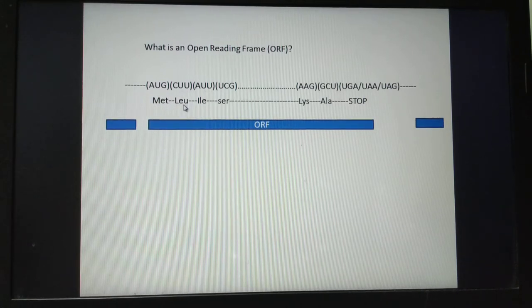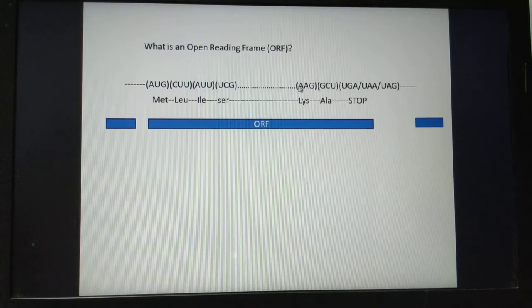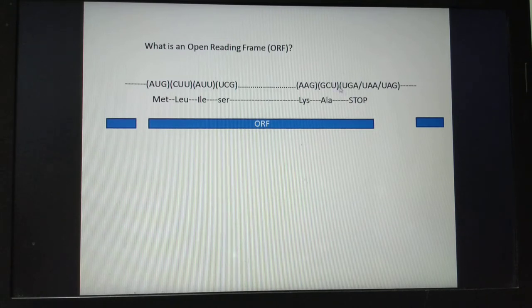For CUU, it's leucine. For AUU, it's isoleucine. These names are just for different amino acids. UCG is for serine, and so on. Then say there is an AAG, which codes for lysine, and a GCU, which codes for alanine. This machinery goes on joining these amino acids together until it hits any of these three-letter combinations: UGA, UAA, or UAG. Whenever it hits this, it is told to stop here. So from here to here, I have a big protein, which comes from what is called the open reading frame, as the process suggests.